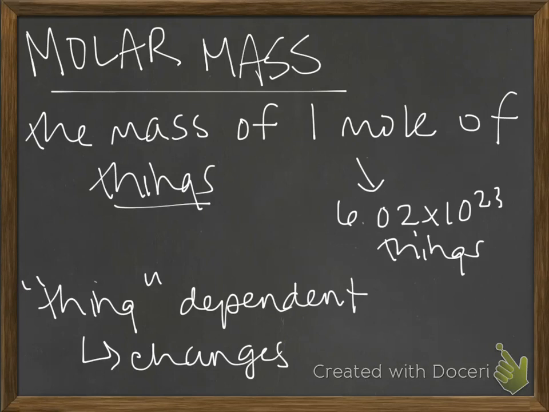So molar mass is going to be very helpful to us when we think about atoms and molecules and formula units and ions, because all of those things have individual masses also. But for right now, we can just leave it at this definition. So molar mass is the mass of 1 mole of stuff, okay?